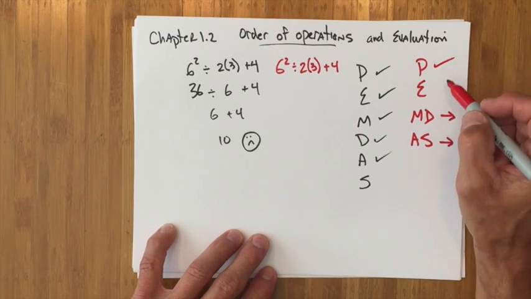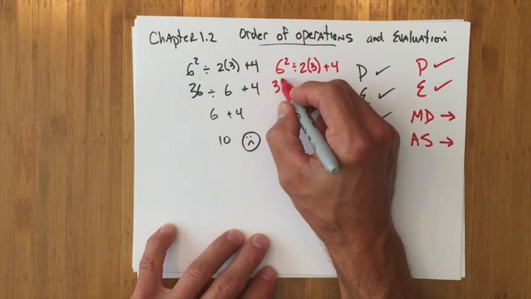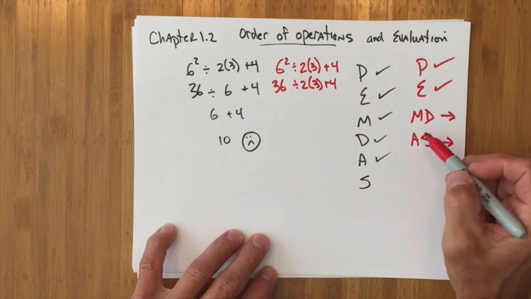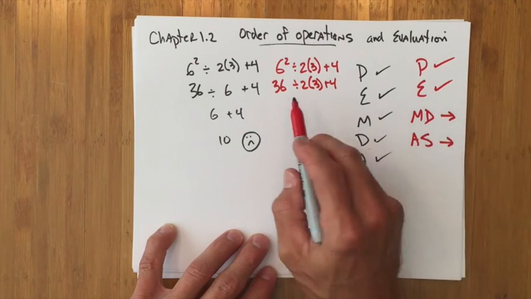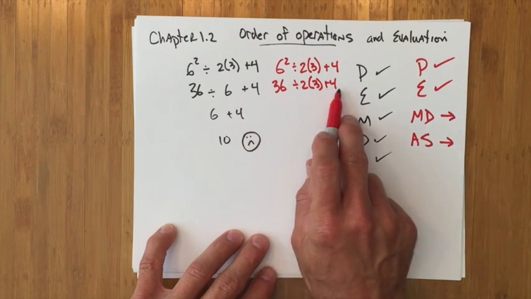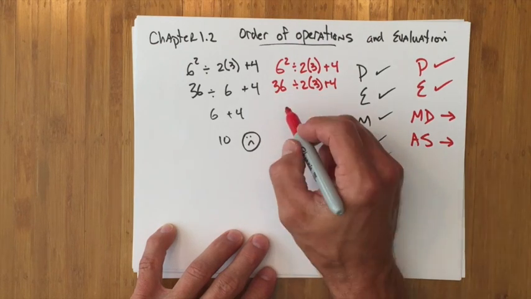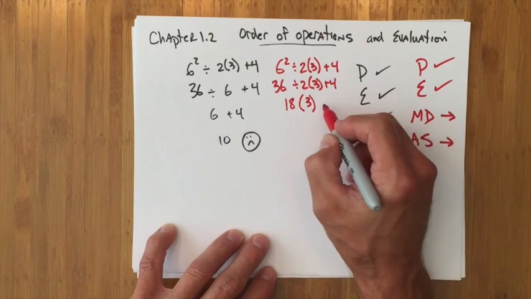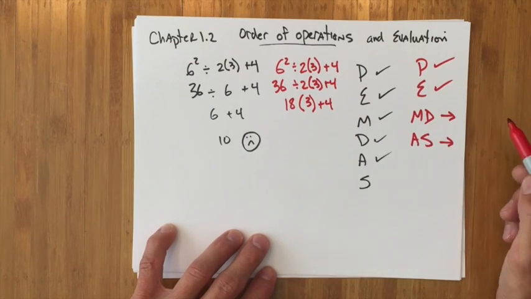There's still no parentheses. Exponents, we'll do those. 36 divided by 2 times 3 plus 4. Then you multiply and divide from left to right. So the first multiplication or division problem you come to is 36 divided by 2. 36 divided by 2 is 18. The times 3 hasn't happened yet, and plus 4 hasn't happened yet either.